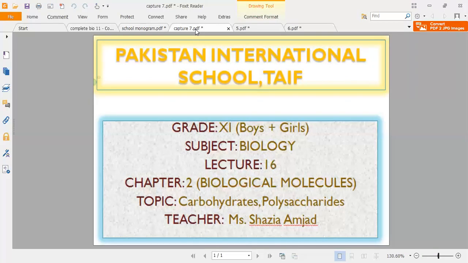Dear students, we have started chapter number 2 before, in which we are studying biological molecules. We have started the topic carbohydrates. Today we will continue that topic and we'll see the third type of carbohydrates, that is polysaccharides. So let's get started.